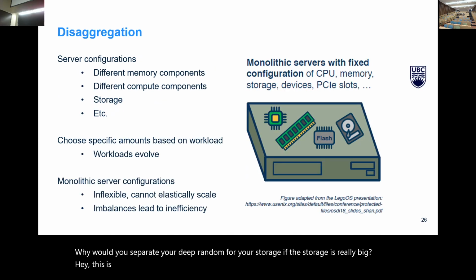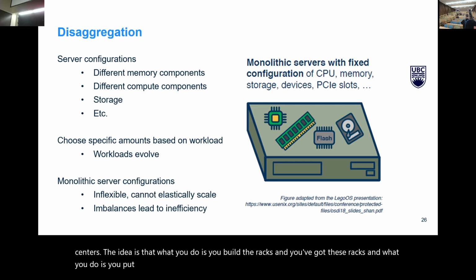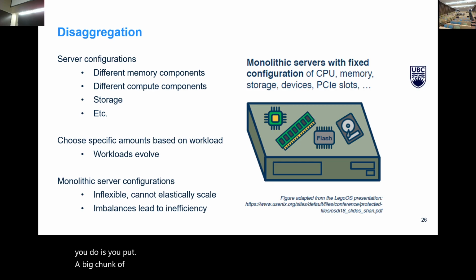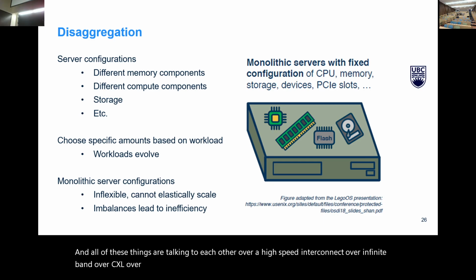You're going to keep seeing those kinds of things. Disaggregation is a big thing these days in data centers. The idea is that we've got these racks, remember I talked about the racks, and you put a big chunk of memory, a big chunk of CPU, a big chunk of GPUs, and a big chunk of storage. And all of these things are talking to each other over a high-speed interconnect, over InfiniBand, over CXL, essentially a really fast network.